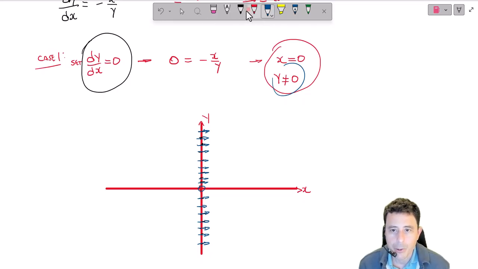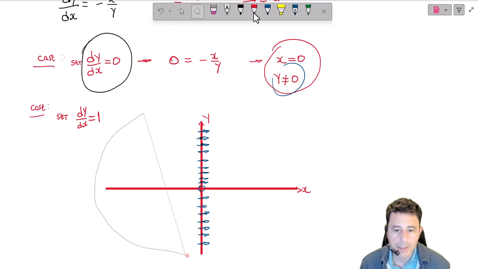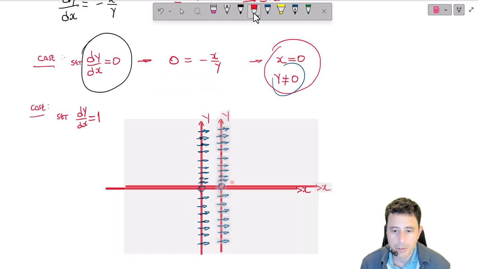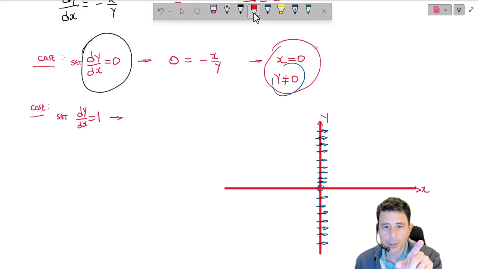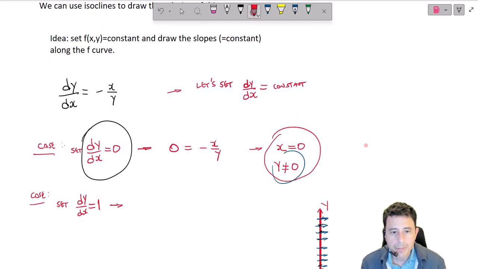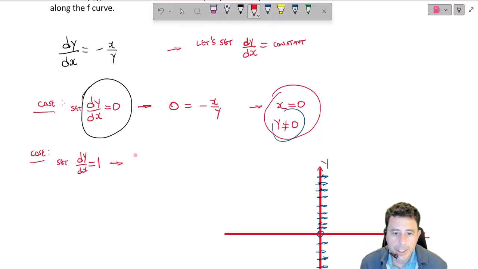Then what we're going to do is get new cases. I don't want to say case number 1 because we can have many. But let's say another case. Let's set the derivative to be equal to 1. So what's going to happen if the derivative is equal to 1? Let me move this over here. If the derivative equals 1, then we go to the ODE, and this will become 1 equals negative x over y, right?